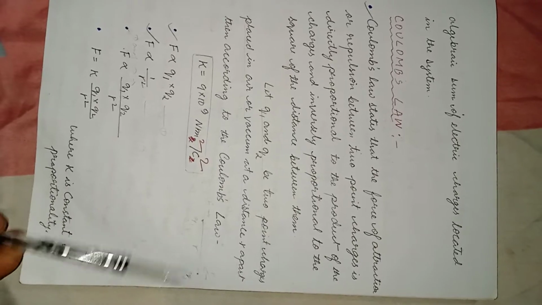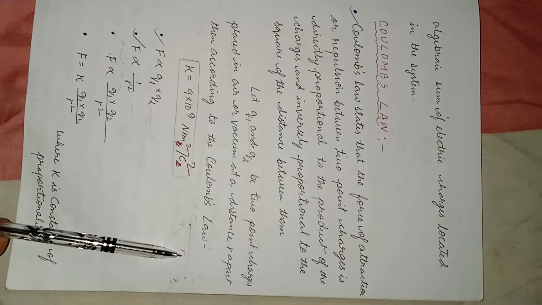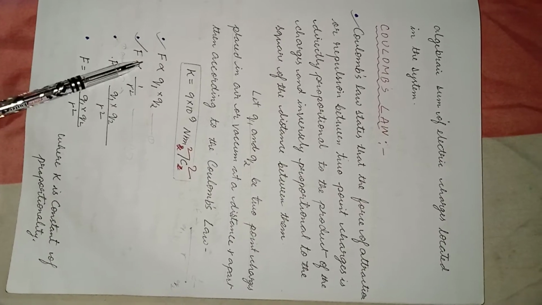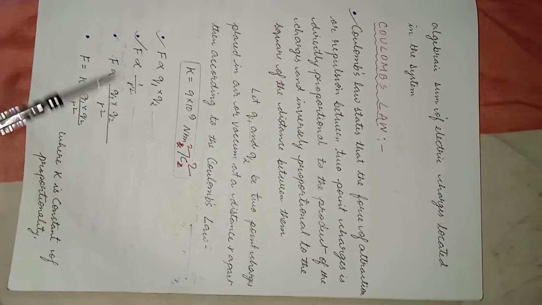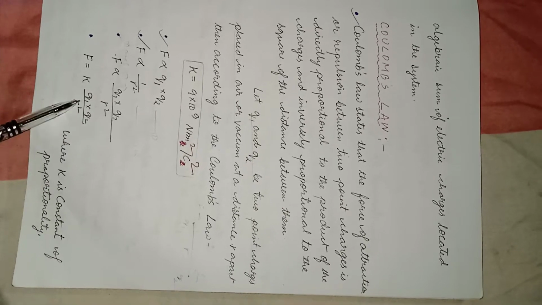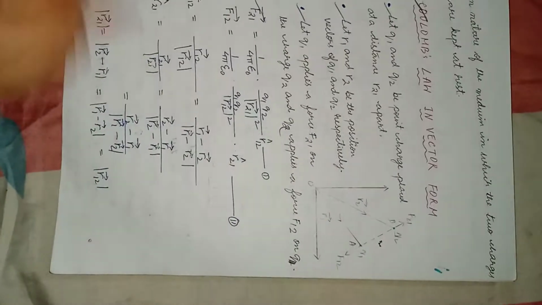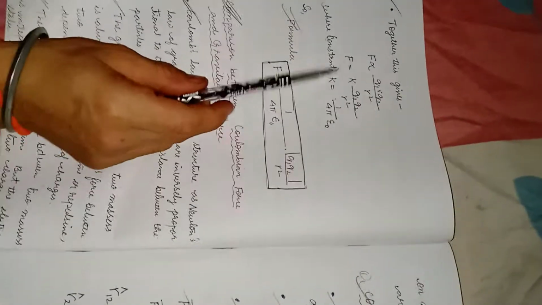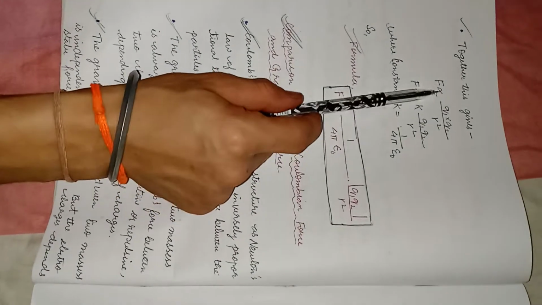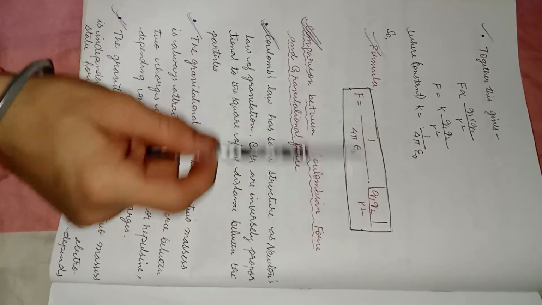So the charges are Q1 and Q2, the distance between them is r, and the force is applied here. F is directly proportional to Q1 into Q2, F is inversely proportional to 1 by r square, so F is directly proportional to Q1 into Q2 by r square. So F equals K Q1 into Q2 by r square, where K is the constant of proportionality. Together this gives F directly proportional to Q1 Q2 by r square. By introducing the constant of proportionality K, the formula becomes this one.